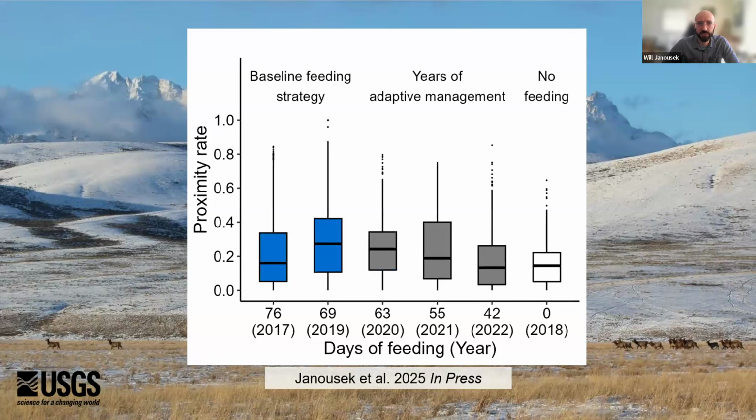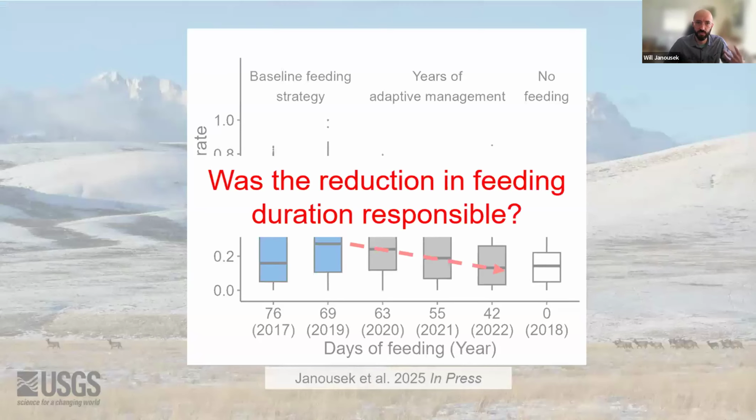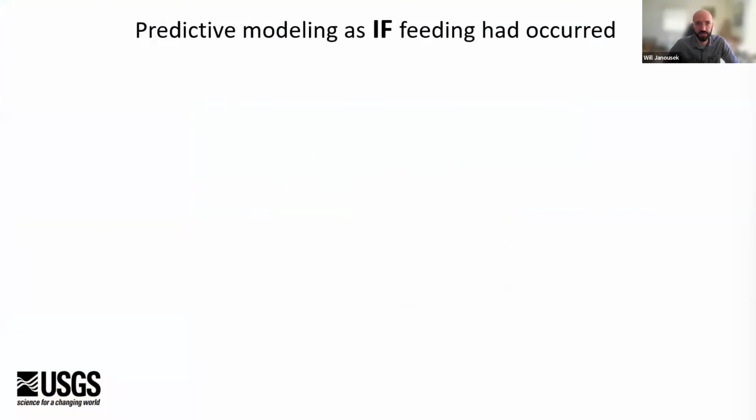And then here's the 3 years of adaptive management, each year reducing the duration of feeding by about a week. And if we squint or just look at the figure, we can see that there's a decline over that time period. And we've done statistical tests to show that these distributions are different. And at face value, that's encouraging to see. But the bigger question really is, was the reduction in feeding duration responsible for that decline in aggregation, that decline in proximity? And so in addition to these just observational metrics, we also use a series of predictive modeling to predict what aggregation would have been if feeding had occurred under the baseline strategy in those weeks of reduced feeding.